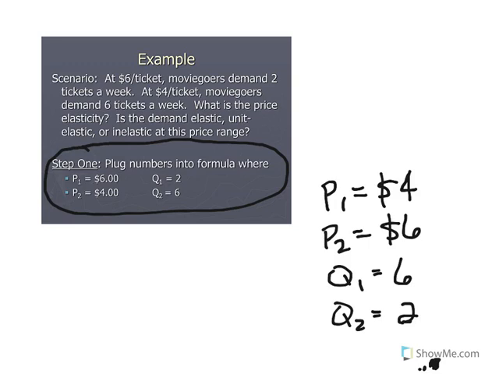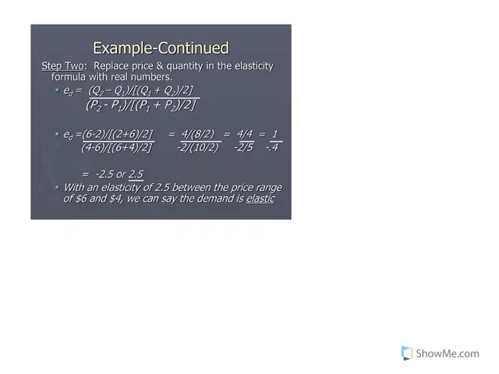So the next step is, now that we've identified the P's and the Q's, we just plug those numbers into our formula and then do the simple math. So again, here's our initial formula that we use for elasticity of demand, and we just take our P1s and P2s and Q1s and Q2s and put those into their corresponding spot in that formula, and then we can begin the process of doing the simple math. So we see 6 minus 2 is 4, so that's what we have right here. Then we have 2 plus 6 is 8, and 8 divided by 2 is 4.